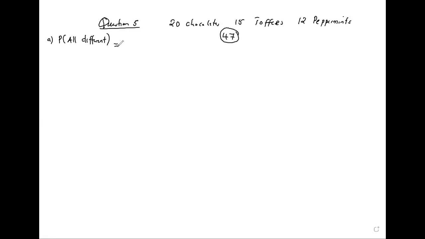If 3 sweets are chosen at random, what is the probability that they are all different?